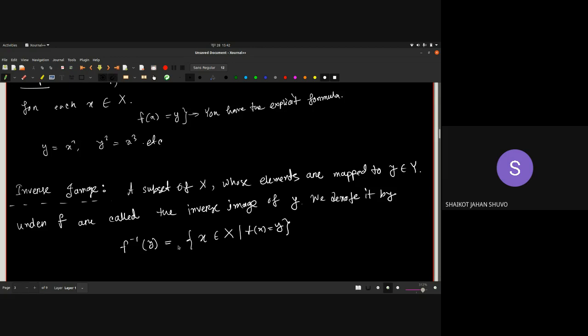Now, at first glance, you might think that this is an inverse function, but this is not. It's just the inverse image. And I think sometimes it's called a pre-image. Some people even call it a pre-image. So please do not confuse this with an inverse map or an inverse function.